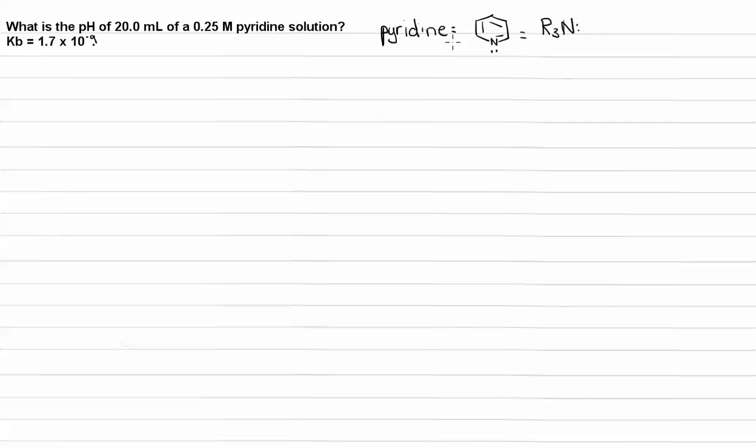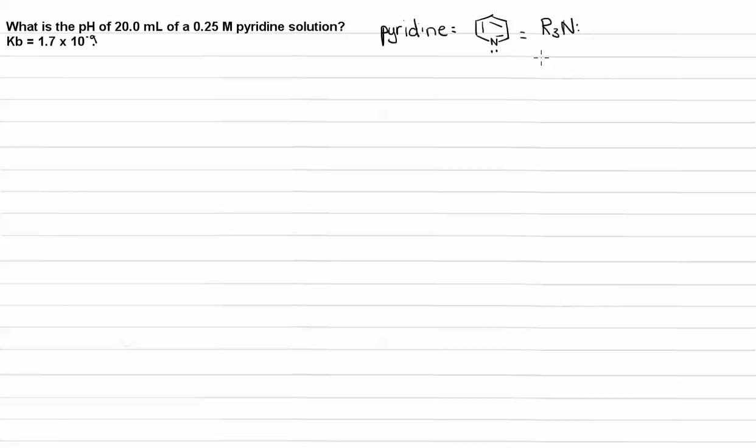This is what its Lewis structure looks like. At every vertex there's a carbon atom, and at that carbon atom are enough hydrogen atoms to fulfill its octet. So it's a shorthand way of drawing what pyridine looks like. So this is weak base pyridine, and throughout the course of this video I'm just going to abbreviate it as R3N, and N has this lone pair of electrons on it.